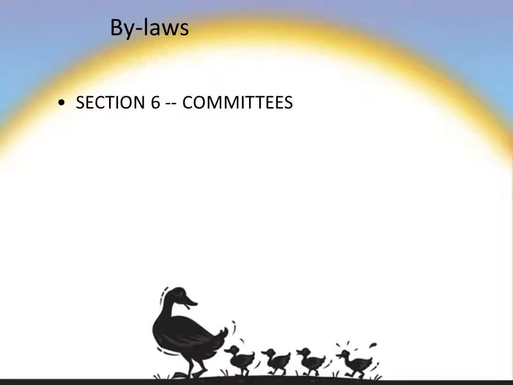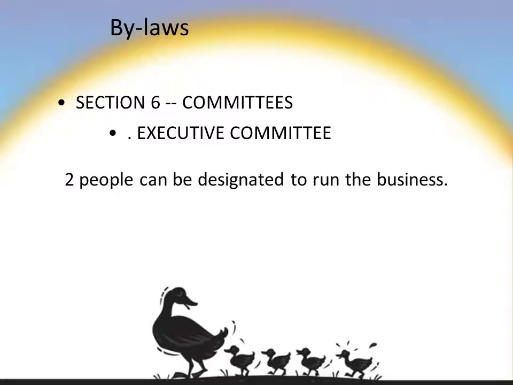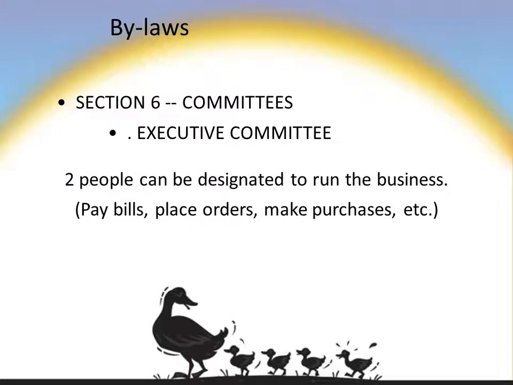Section 6 is important. It's about committees. Article 1 allows you to form an executive committee, which allows you to run your day-to-day business without running to the board for approval all the time. Some organizations don't have this, and they can't even pay their bills without a board of director meeting. With an executive committee of 2 members, you can make bank deposits, pay bills, order supplies, pay employees if you have them, and just about anything you need to do to run your organization.